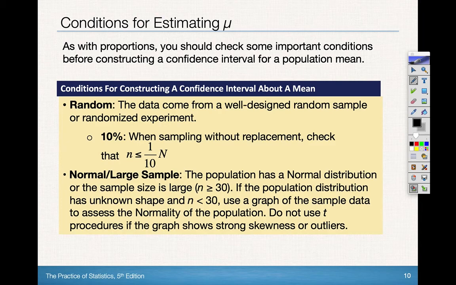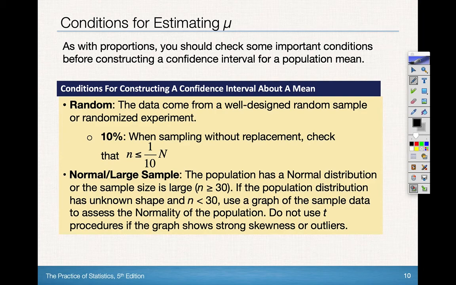Well, look at this. Conditions for doing inference. Random. The data still has to come from an SRS or randomized experiment. 10%. The population still has to be 10 times larger than the sample whenever you're sampling without replacement, and that is for the standard deviation formula. Still the same. Large counts. Large counts is not n times p, n times 1 minus p greater than 10, because we don't have a p.